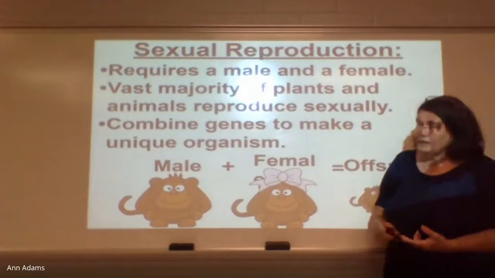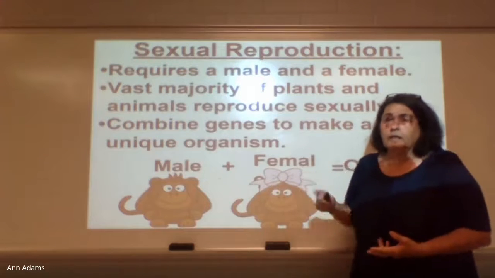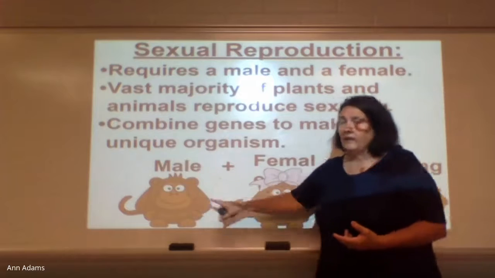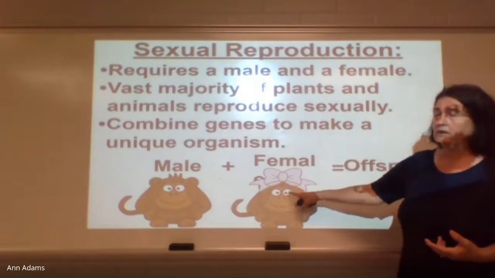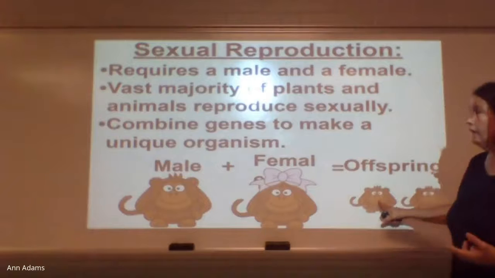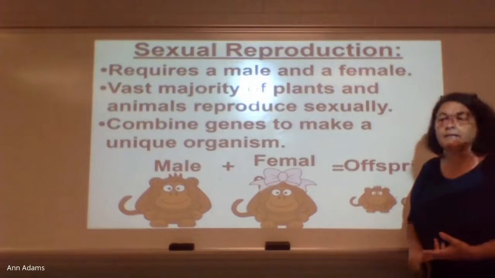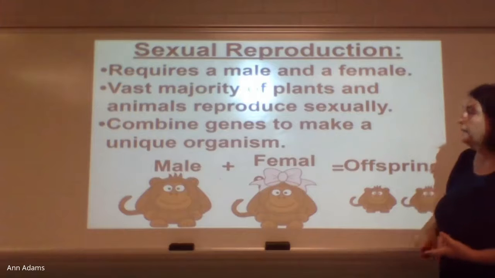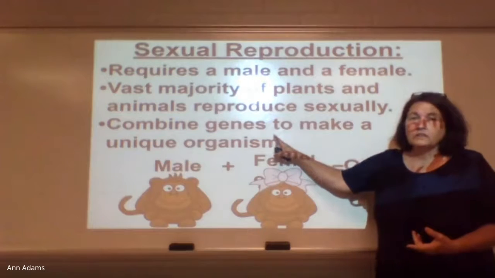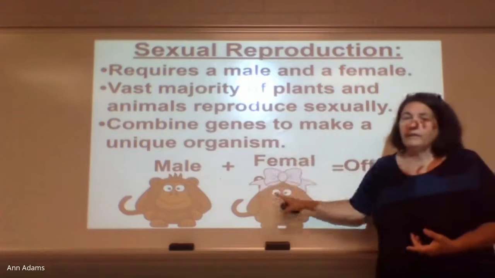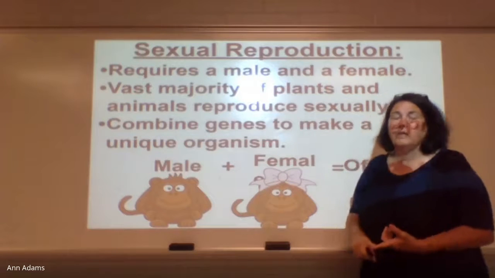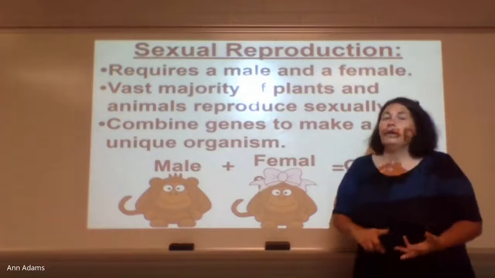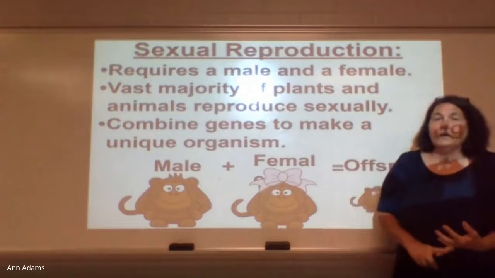Now, in sexual reproduction, if you will remember, we talked about how it takes a male and female to have an offspring, okay? This is the majority of the ways that all the animals reproduce. It takes the genes from the male and the female. Remember, we talked about you get half from mama, you get half from daddy, and that's what makes you.